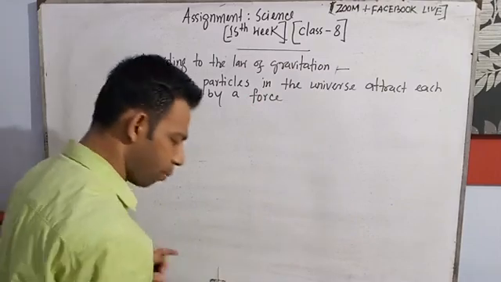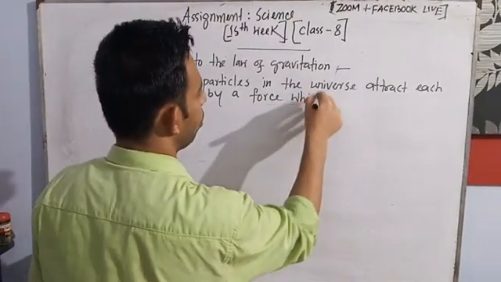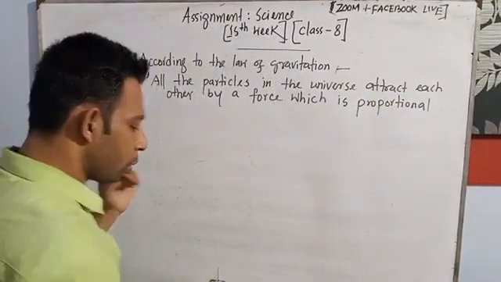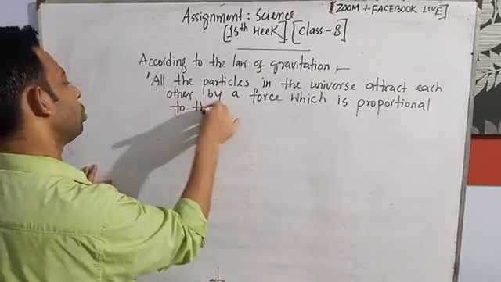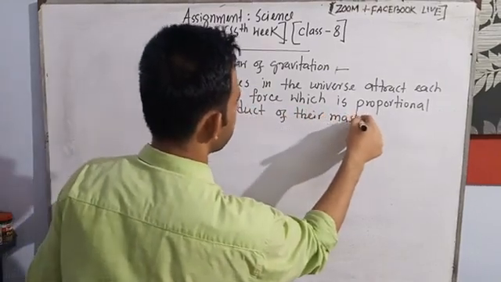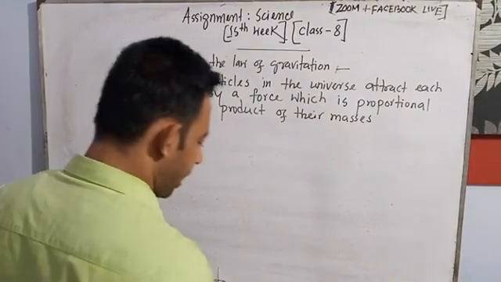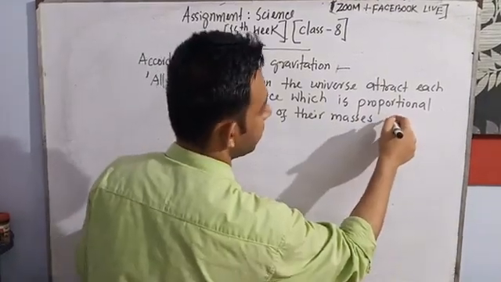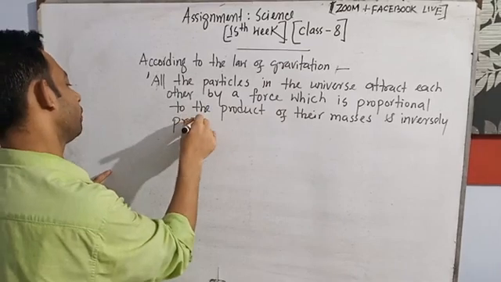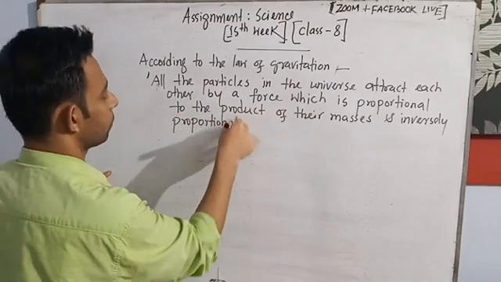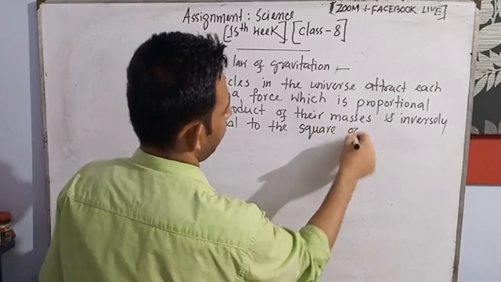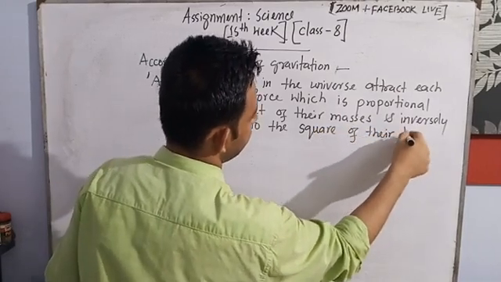You know about that, it is given in your book also, which is proportional to the product of their masses, and inversely proportional to the square of their distance.